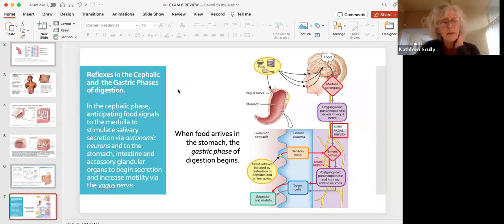Here we're looking at a little bit of information about the cephalic and the gastric phases of digestion. So the cephalic phase of digestion begins either with the thought of food, the sight of food, the smell of food, or actually the presence of food in the mouth. Whereas the gastric phase, and gastric referring to stomach, begins when food actually enters the stomach.